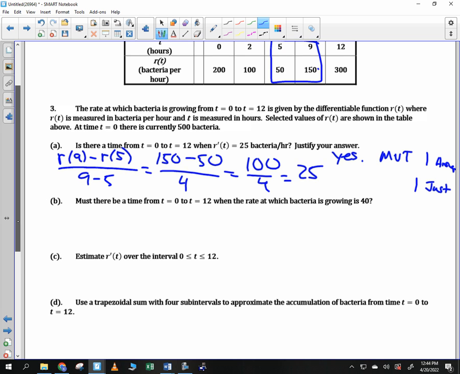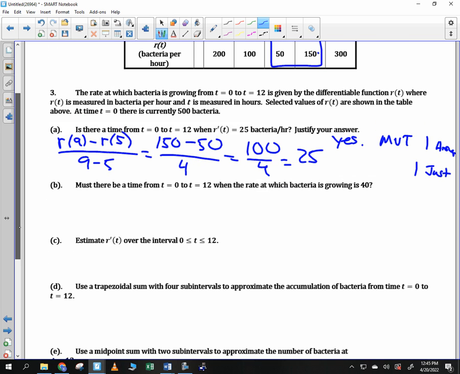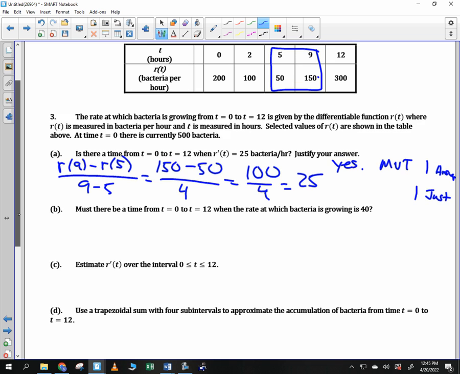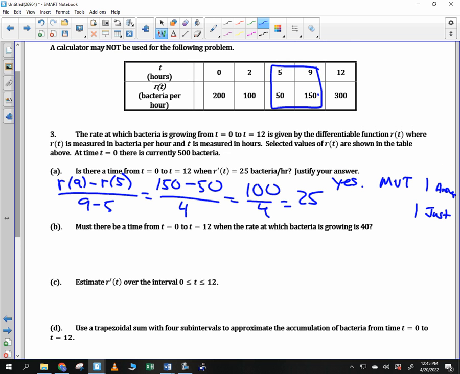Got it. Must there be a time from 0 to 12 when the rate at which the bacteria are growing is 40? So this is like, does R of t have to be equal to 40? No.